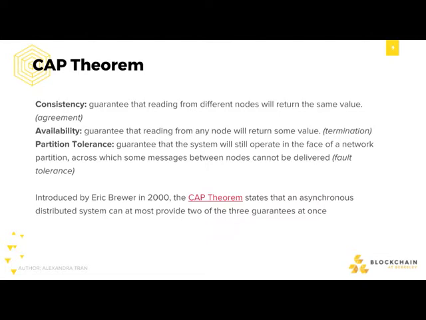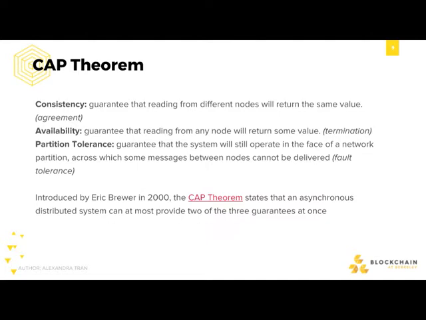So consistency is a guarantee that reading from different nodes will return the same value. And availability is a guarantee that reading from any node will return some value. And partition tolerance is a guarantee that the system will still operate in the face of a network partition, which is what we just went over, across which some messages between nodes cannot be delivered. And that's this property of fault tolerance.